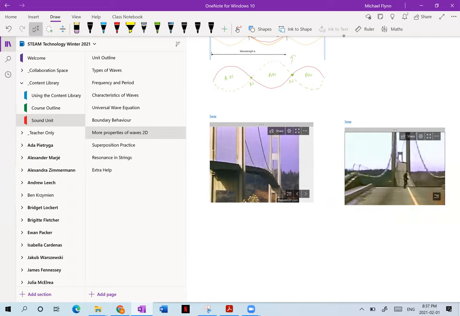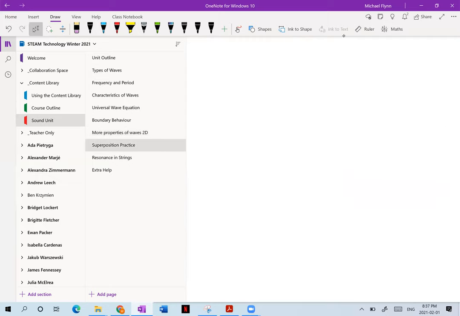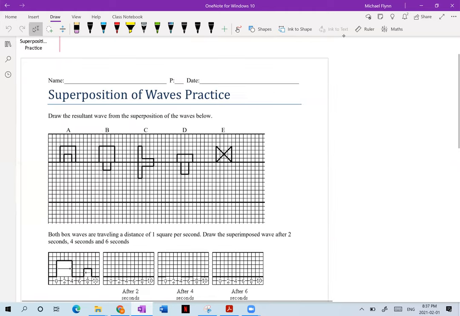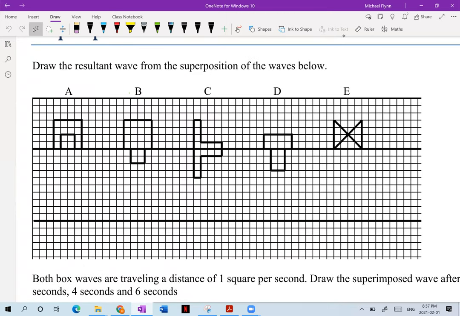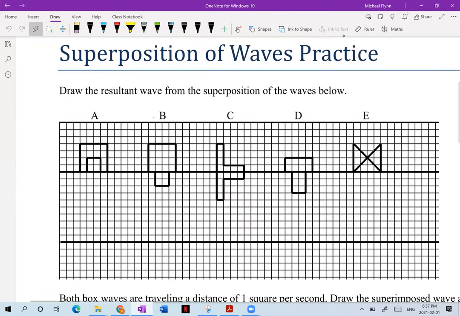All right, so now let's look at the last thing in this, and it's a little worksheet. It's pretty straightforward. You'll need to print this out in order to do it. Let me explain what you're supposed to do. What they want you to do is use the principle of superposition. You know how you add up waves? I want you to draw the resulting wave. So let me show you what they're doing here.